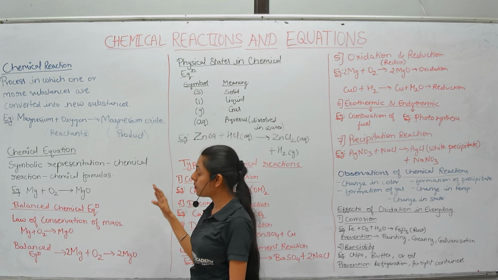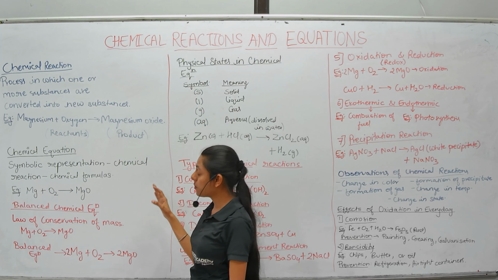So first we'll see the number of atoms here. Oxygen is 2 here. So what we have to do is add a 2 on the product side also. Now we have added a 2, and whenever we add a number to balance the equation, we have to add it in the front. Now the number of oxygen is 2, but the number of magnesium has also increased, so here also we have to add a 2. So this is how we balance the equation.